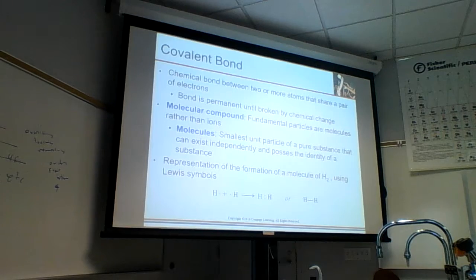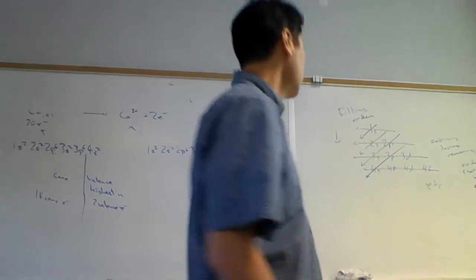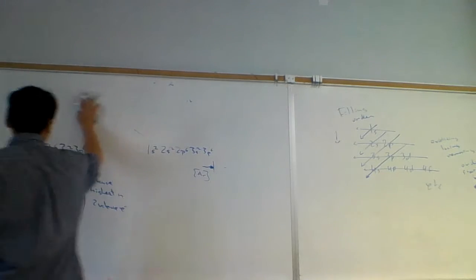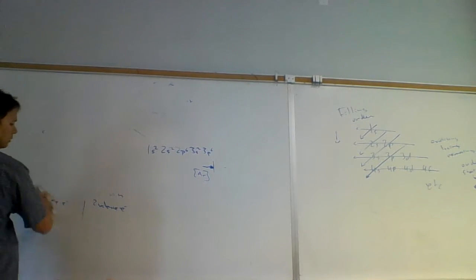There are ionic bonds and ionic lattices, but not everything is going to form an ionic bond. Some things form another type of bond, which is called a covalent bond.